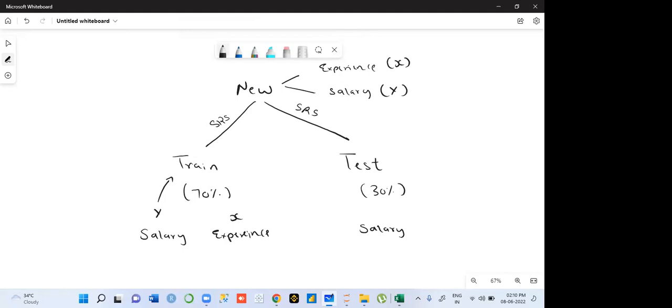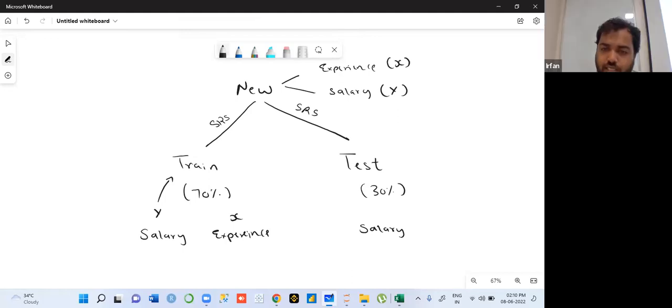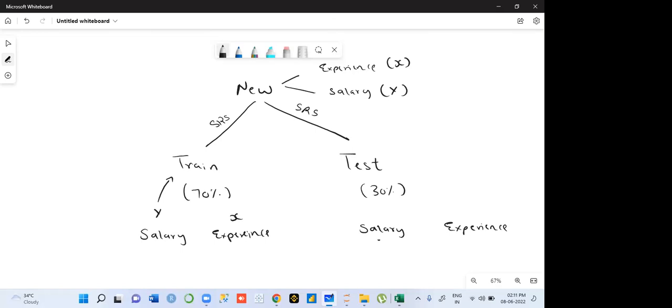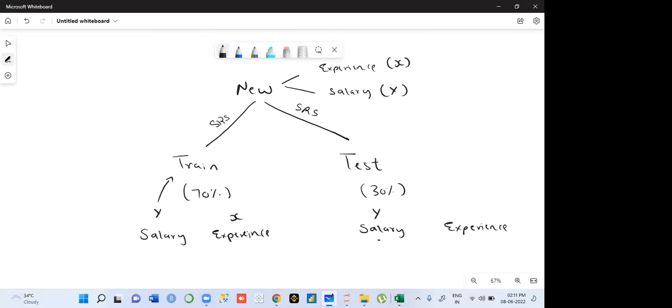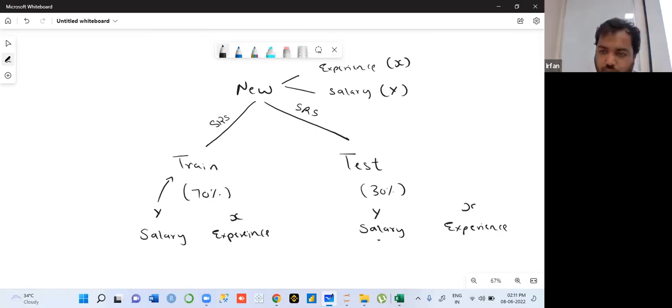No, sir, clear. Repeat. Now in the test, I have salary. What should I call this one? Kiran, in the test data, I have 30% data. I have the salary column. Right, sir. Okay, so what should I call it, X or Y? This is X and Y. How should I read this in the test data? I'm asking you.